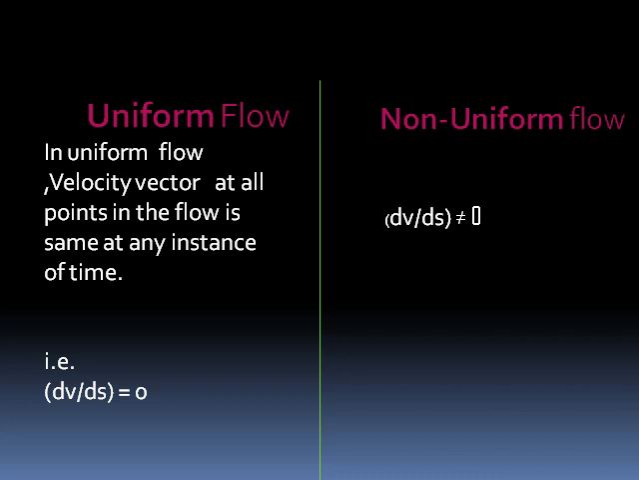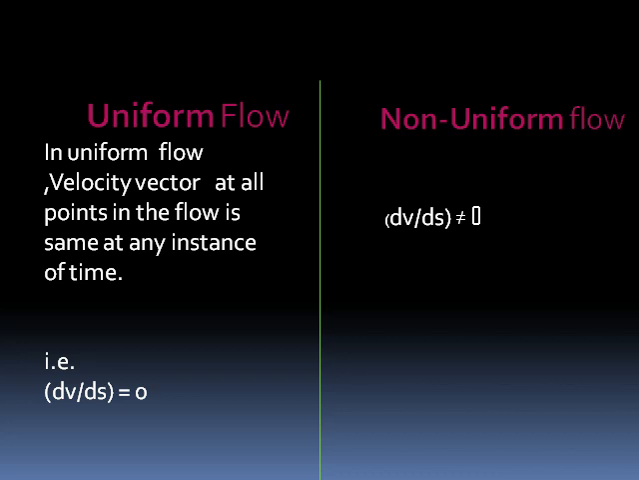If the velocity vector at all the points in the flow is the same at any instant of time, then the flow is said to be uniform flow. If the velocity vector varies from point to point at any instant of time, the flow is not uniform.